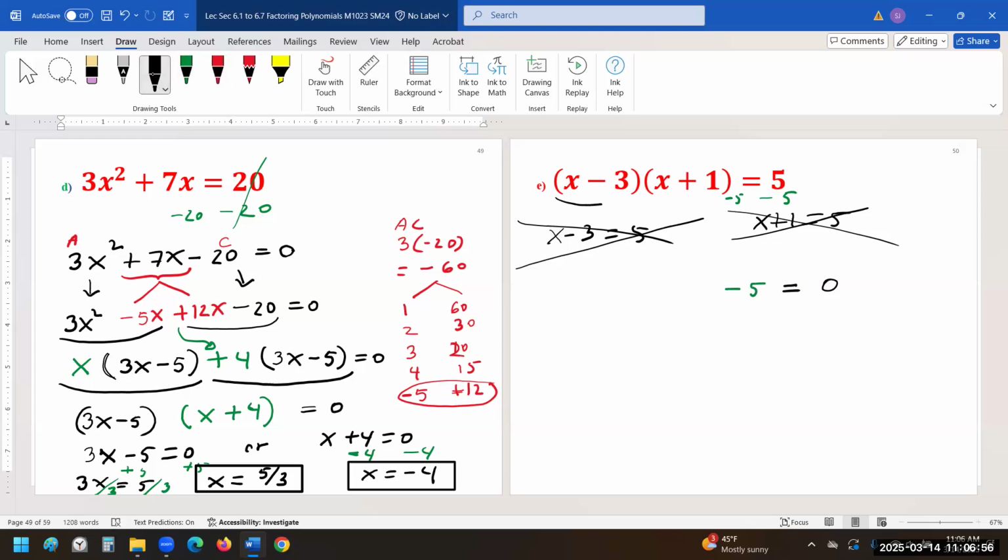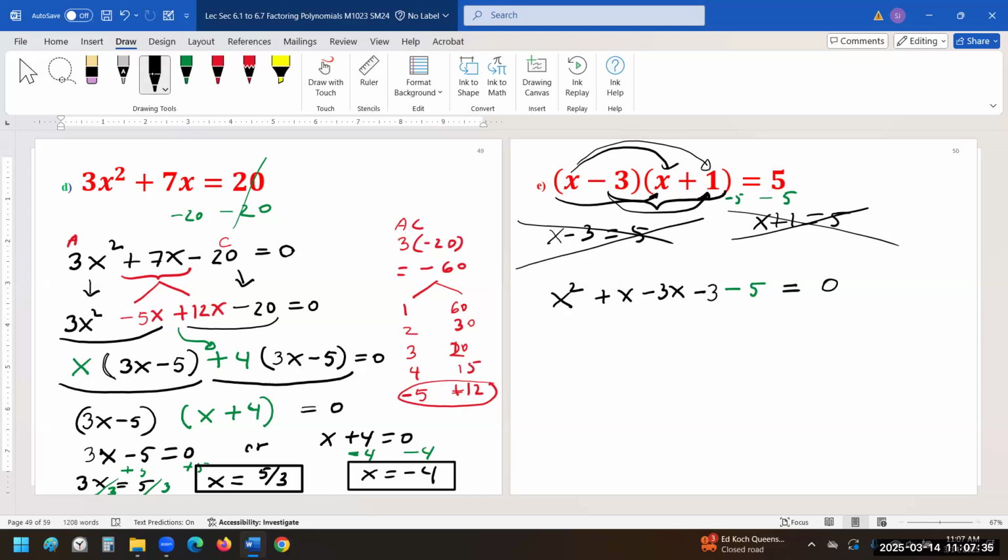And then what can we do here? What can you do with your two factors? Multiply them. So x times x, x squared, x times plus 1, plus x, negative 3 times x, negative 3x, and negative 3 times positive 1, negative 3. And now we are happy.